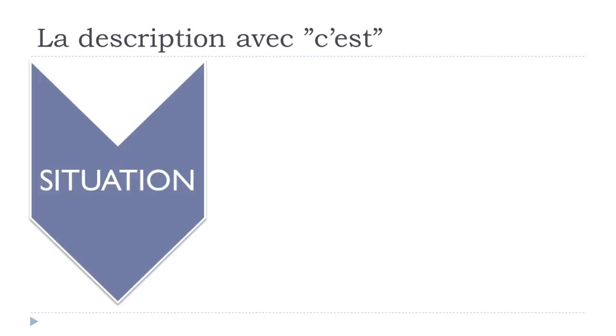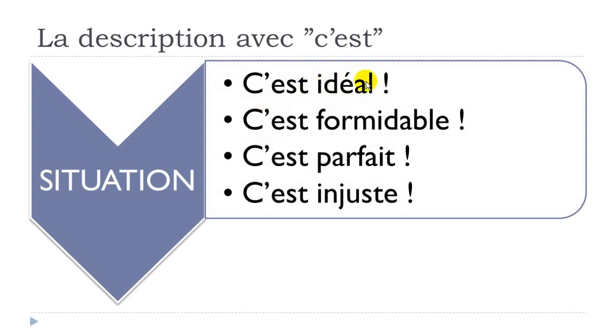Okay, let's see another example. If you want to describe a situation, for instance, it would be an option. So idéal, ideal, c'est idéal. Formidable, c'est formidable. C'est parfait. So it's perfect. And then c'est injuste. Injuste, the opposite of juste, okay? It's not fair, unfair. So c'est idéal, c'est formidable, c'est parfait, c'est injuste. Same thing here, remember that all these adjectives are at the masculine form. Okay, let's continue now and see.